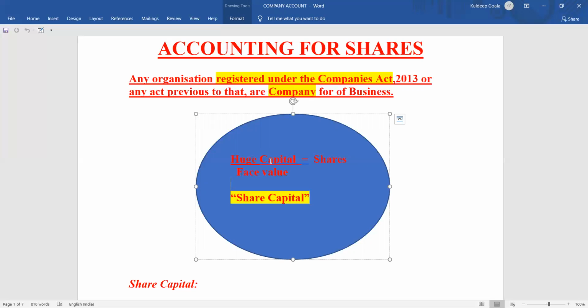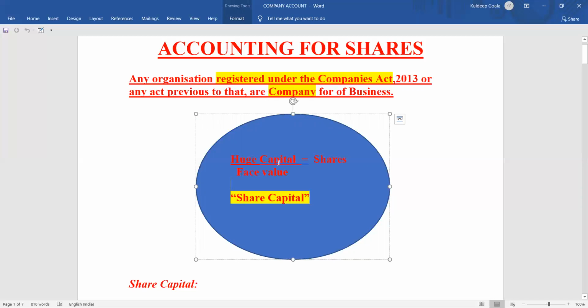छोटे छोटे amount का होता है. 10 rupees, 20 rupees, 50 rupees, 100 rupees. So assume that the company has a capital of, just for example, 10 lakh. That may be divided into shares, or say denominations, of 100 each. That means 10 lakh divided by 100. How many shares, or how many portions, are there? It is coming 10,000, right? So 10,000 is the total number of shares.